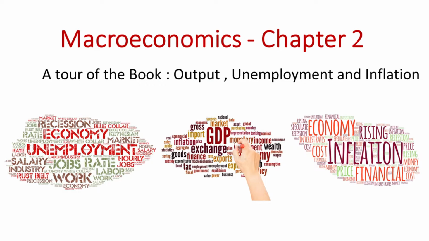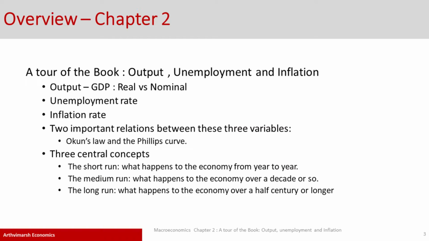In this chapter, we are going to discuss the three central concepts in macroeconomics, that is output, unemployment, and the inflation rate. First, we'll be talking about the concept of output in terms of GDP, that is real and nominal, then unemployment rate, inflation rate, and a key relation between these three factors, that is output, unemployment, and inflation rate. Finally, we'll be concluding with the three central concepts in economics, that is the notion of short run, medium run, and the long run.